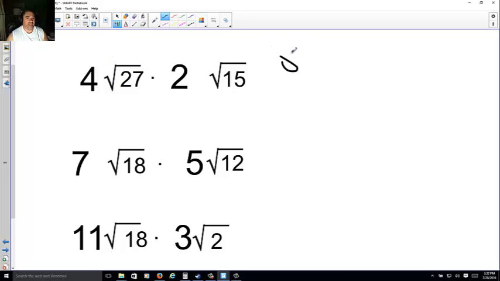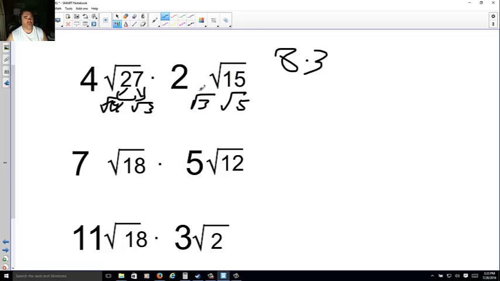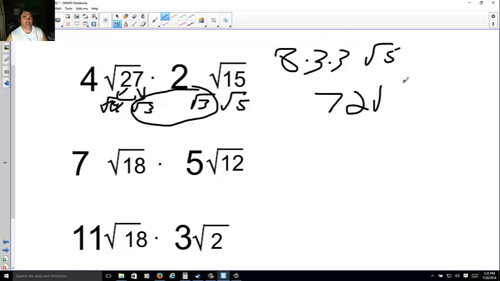Well, 4 times 2 is 8. 27. Choices, choices. Square root of 9, square root of 3. Yeah, I put square root of 9 because I'm going to turn it into a 3 right now. Square root of 9 makes 3. This stays for now. Square root of 15 is square root of 3, square root of 5. These two match up, break out to form another 3. Square root of 5 is on the side. Well, 3 times 3 is 9. 9 times 8 is 72. So I get 72 square root of 5.